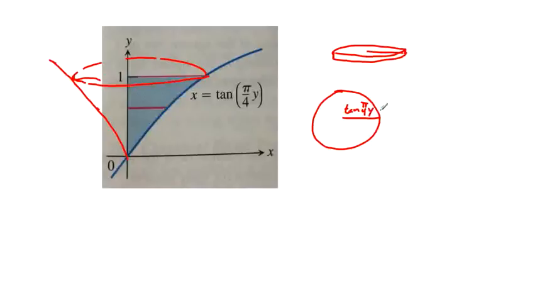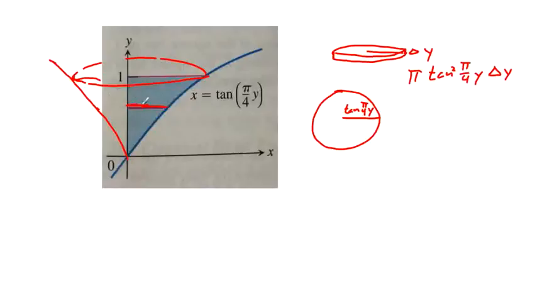And then, so the volume of this little teeny tiny piece is going to be pi r squared, and r is going to be tangent of pi over 4 y, and that's going to be squared. So this is pi r squared, and then multiplied by this kind of change in y, because that does have a thickness to it. So it's going to be multiplied by the change in y.